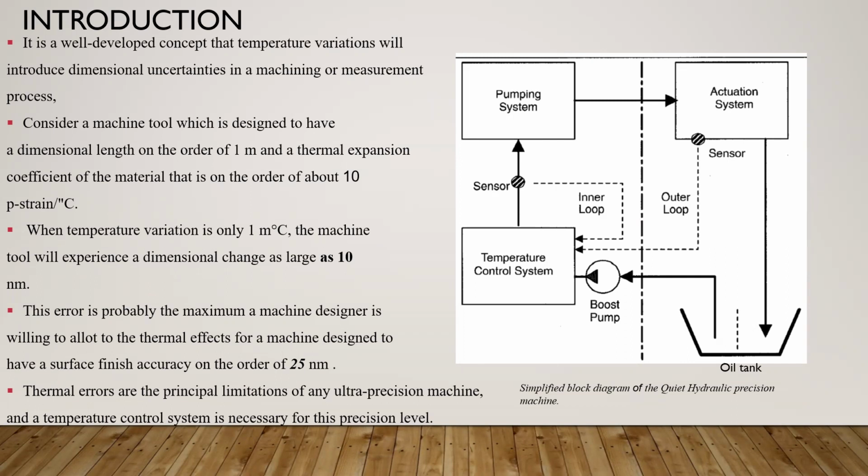precision level. As we can see in this block diagram of a quiet hydraulic precision machine, with the pumping system and actuation system with sensors, coming to the oil tank and to the boost pump, the temperature control system has a sensor, inner loop and outer loop.